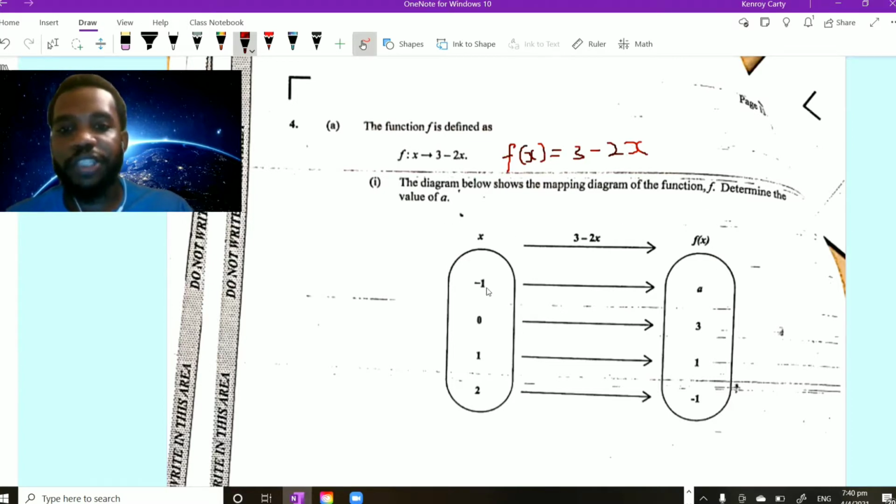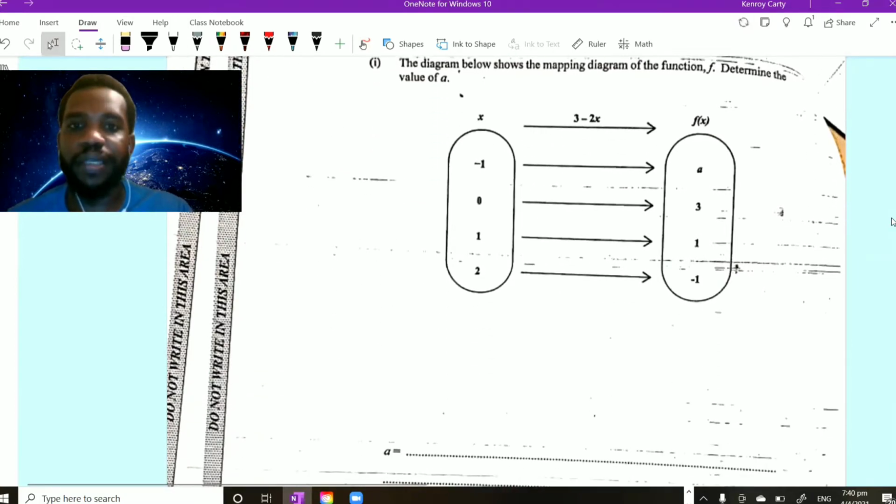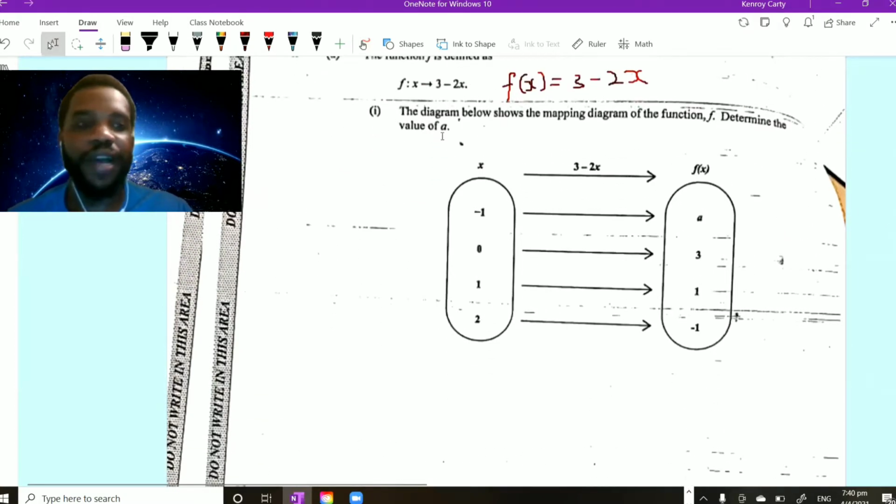So x represents my input values. These are the values that I put inside of the function. f of x represents the values that I get out. Now, f of x is the same thing as saying y. So the question is, how do I find my a value? My a value is actually an outcome, and to get that outcome, I would have to put in my -1 because -1 maps on to a. So no problem there.